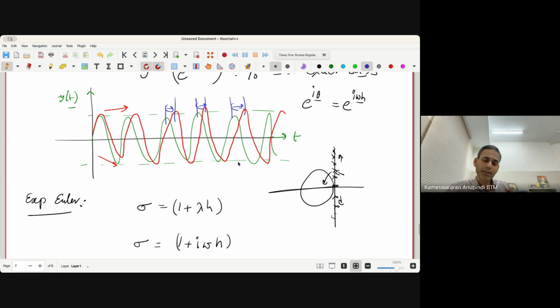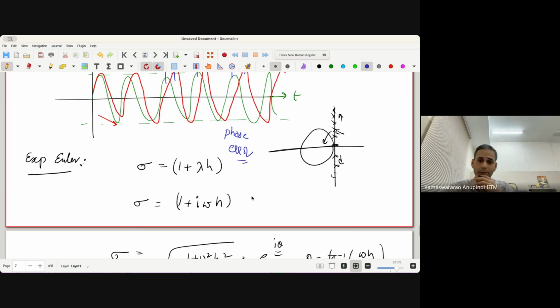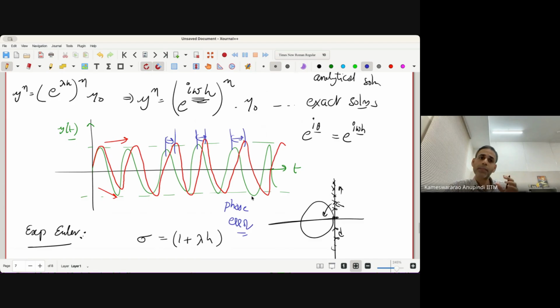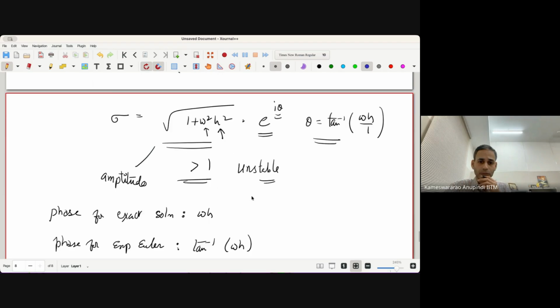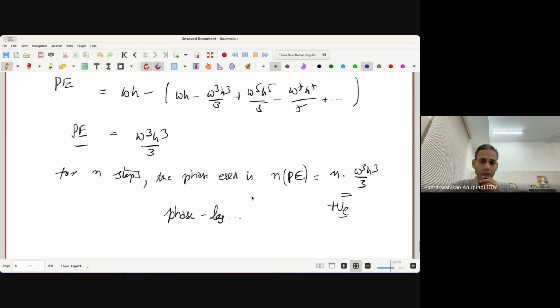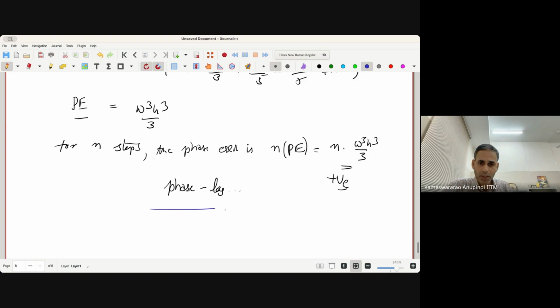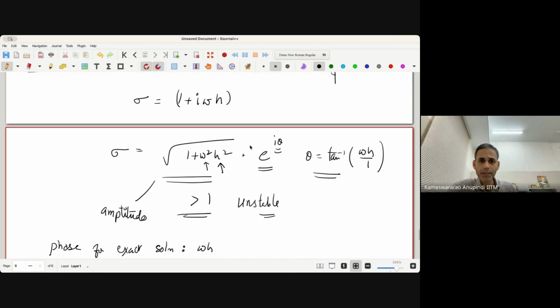But it is interesting to note that there is a phase error involved, and we're going to apply this concept to the implicit Euler method, which is anyway stable. We'll calculate the phase error in the implicit Euler method as well for purely imaginary values of lambda, like what we have done now. Fine. We will continue with the implicit Euler method and then look at the trapezoidal method in the next lecture.